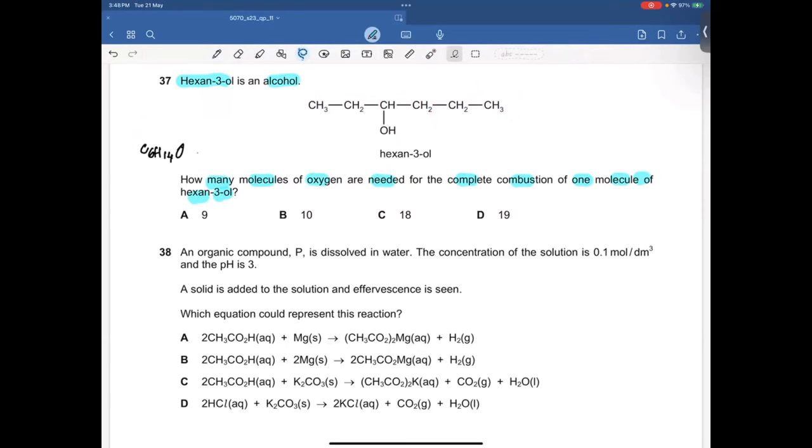It undergoes a combustion reaction and is converted into carbon dioxide and water. How many hydrogen atoms? 14. How many carbon atoms? 6. Balanced. Let's balance the oxygen atoms. 6 times 2, 12, 12 plus 7, 19. We have 1 oxygen in the compound, so I need 18 from oxygen gas. 18 atoms is 9 molecules. So I think A is going to be the right answer.